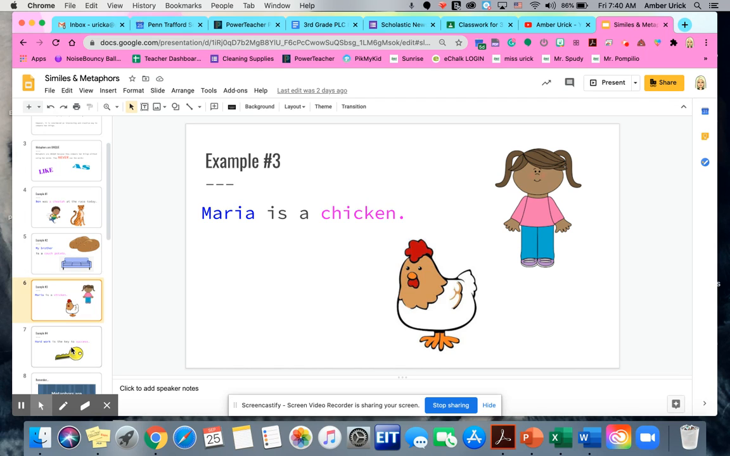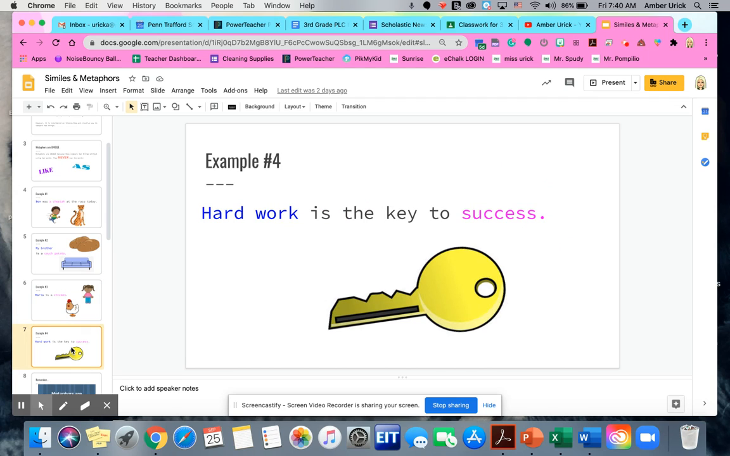Okay, last example of a metaphor without using like or as, right? Big no on metaphors. Hard work is the key to success. What do they mean? Hard work is the key to success. Is hard work, when we do hard work at school, is it really a key? What does that mean? Hard work is the key to success.